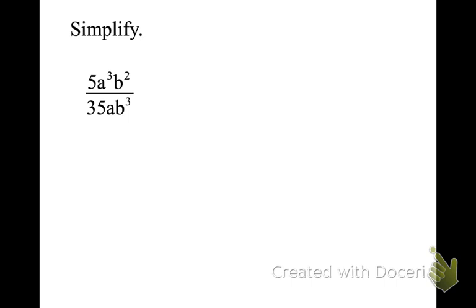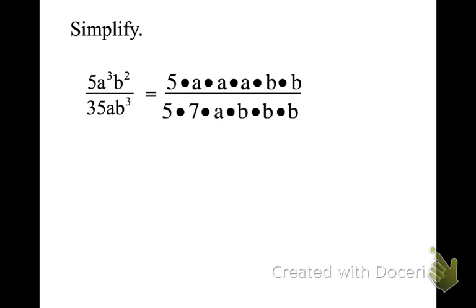This is chapter 5, a review of chapter 5. When we first looked at this, back in pre-algebra, we had you break this down into prime factors: 5 times 3 a's times 2 b's, over the prime factors for 35, which are 5 times 7 times a times b times b times b.